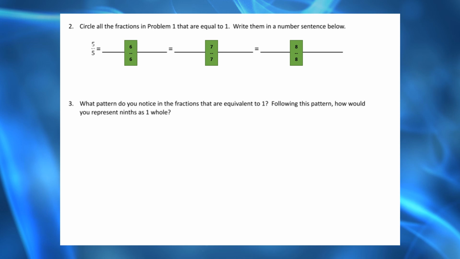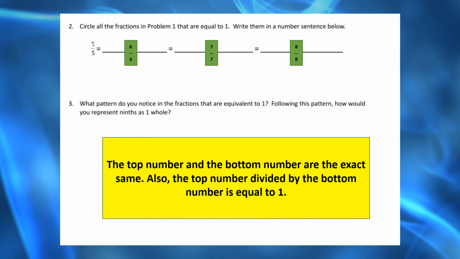So I wrote this explanation, and your explanation should look something like this. The top number and the bottom number are the exact same. Also, the top number divided by the bottom number is equal to 1. So 9/9 is equal to 1 whole. Now, if you need to pause your video to write this explanation down, go ahead and do so now.